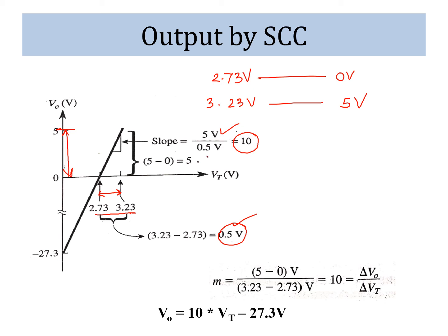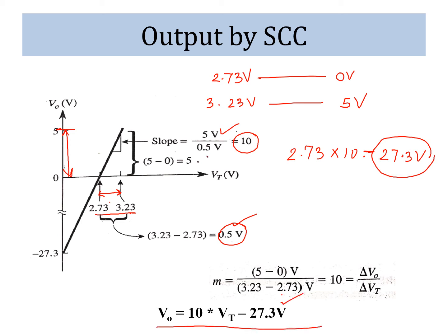And the second thing is, for the 2.73 value, if I multiply it by 10, 2.73 into 10, what will it become? 27.3 volt. So this is my offset. I'll subtract this value and make one equation. Now if you put any value from this range, you will get whatever we want, that is 0 to 5 volt. Let's say we put the initial value 2.73.